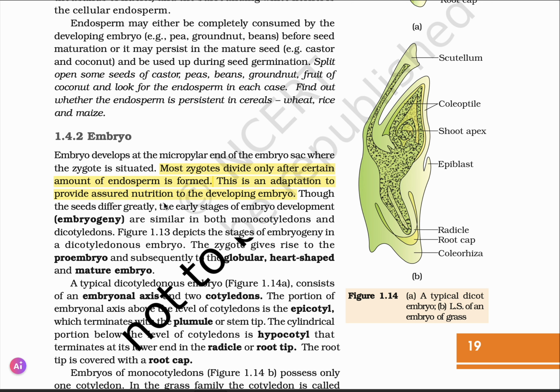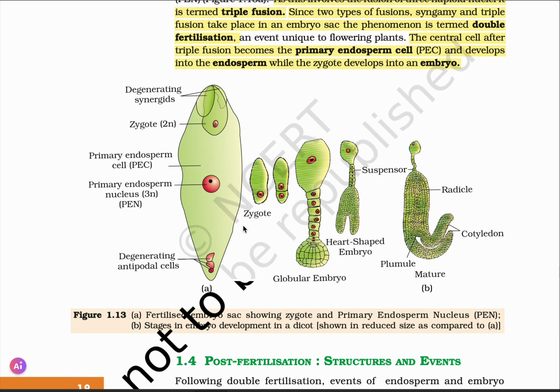Though the seeds differ greatly, the early stages of embryo development, embryology, are similar in both monocots and dicots. Figure 1.3 depicts the stages of embryogeny in a dicot embryo. The zygote gives rise to first the pro-embryo, then globular, then heart-shaped, and then mature. We need to remember this.